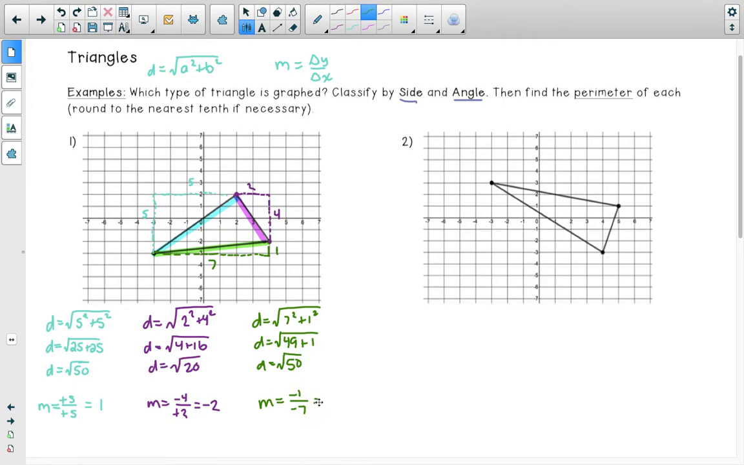So our slope is negative 1 divided by negative 7, which is a positive 1 over 7. If we go back to our properties of triangles, we have two sides that have the same distance. That means it is isosceles. So to name it by side, this is isosceles.